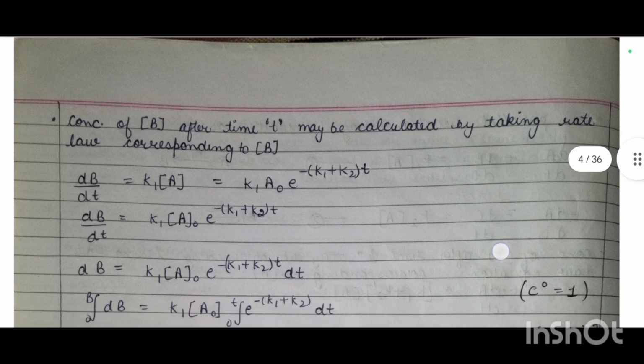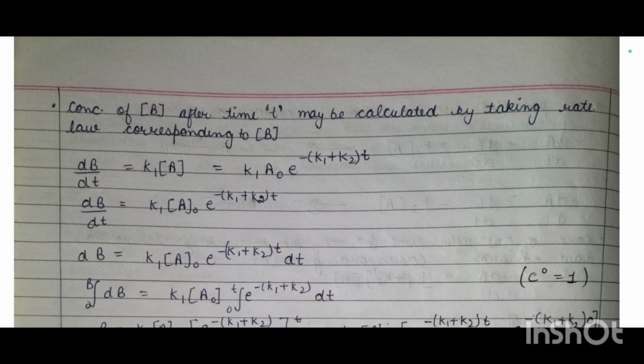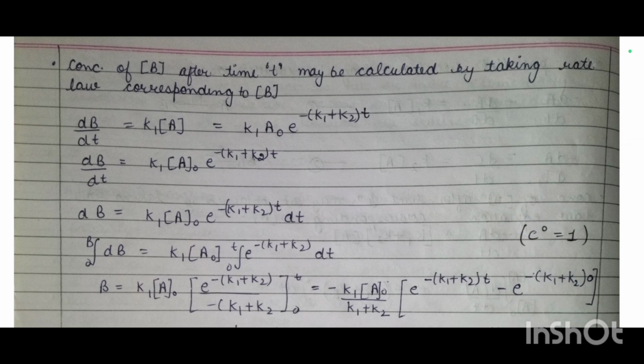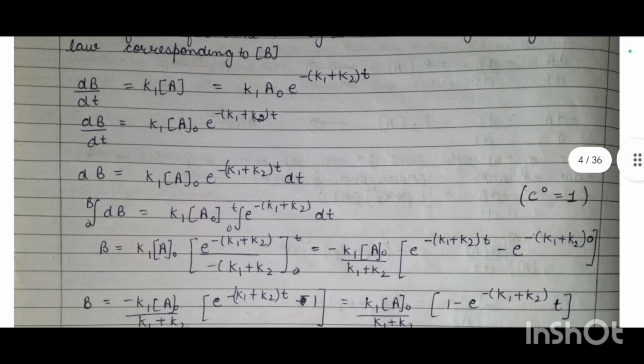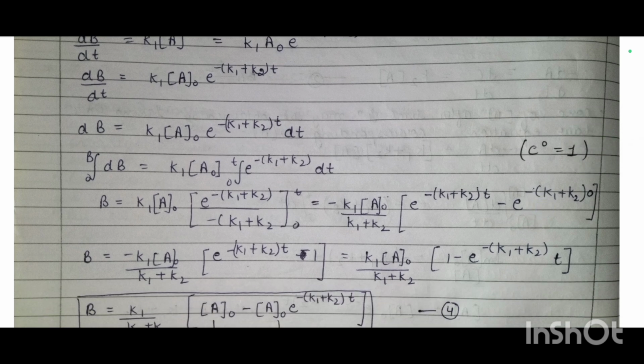Concentration of B after time t may be calculated by taking the rate law corresponding to B. d[B]/dt is equal to k1 multiplied by the concentration of A, which is equal to k1 [A naught] e raised to the power minus (k1 plus k2) t. So d[B] is equal to k1 [A naught] e to the power minus (k1 plus k2) t dt.